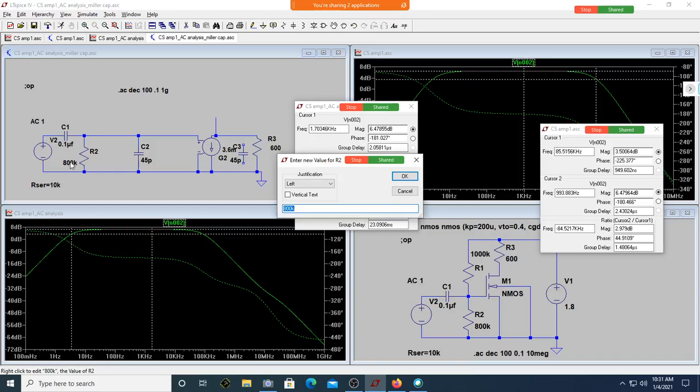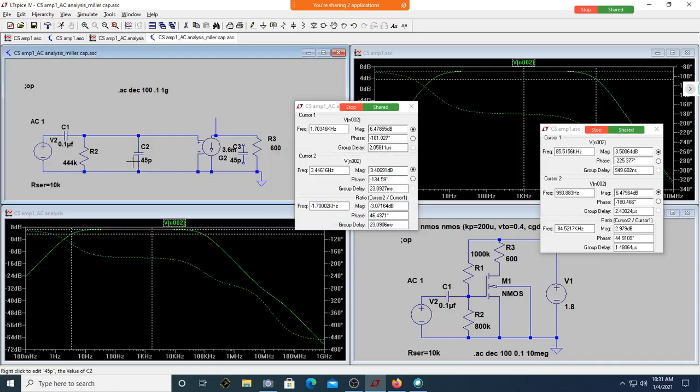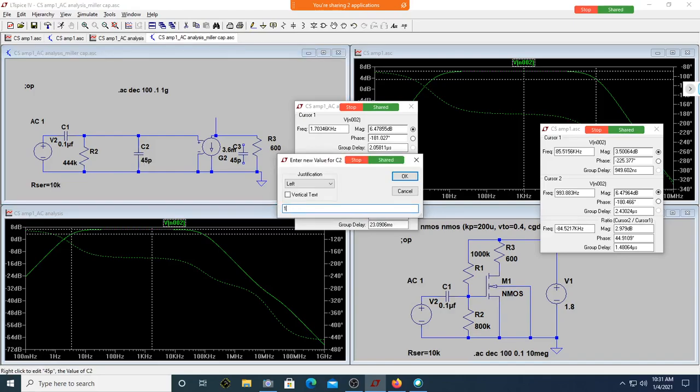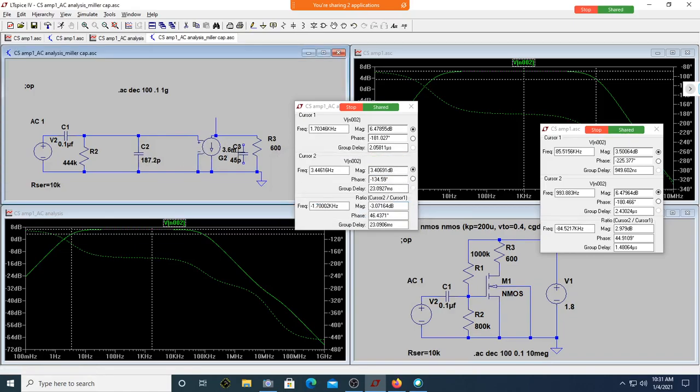How much is Rin? That's 444K. How much was Cin? Come on, it was just written earlier. It was 187. That's what I'm writing: 187 pico. Okay, this is done. And then how about this C2 or Cout? Cout is 60.